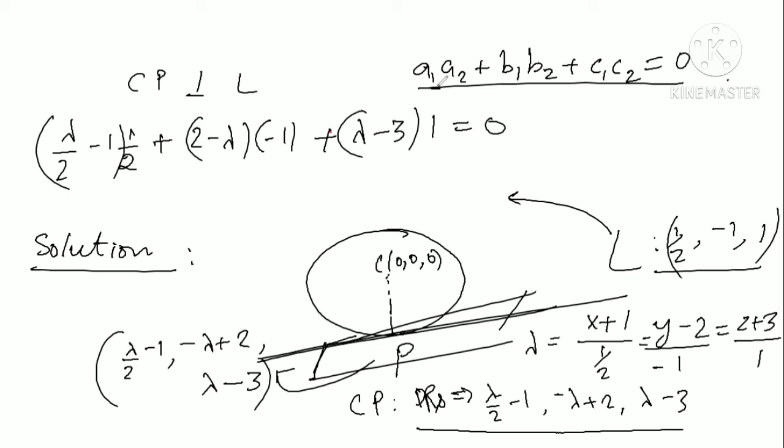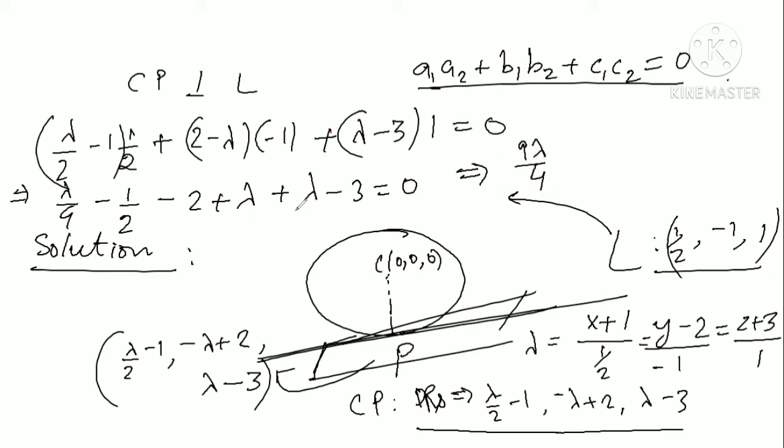So here I applied the formula A1 A2 plus B1 B2 plus C1 C2 equal to 0. Now if we simplify this, we get lambda by 4 minus half, minus 2 plus lambda, and plus lambda minus 3 equal to 0. Lambda by 4 minus half, then minus 1 multiplied with this, so we get minus 2 plus lambda and then lambda minus 3. So lambda plus lambda is 2 lambda, 2 lambda plus lambda by 4, so we get 9 lambda by 4.